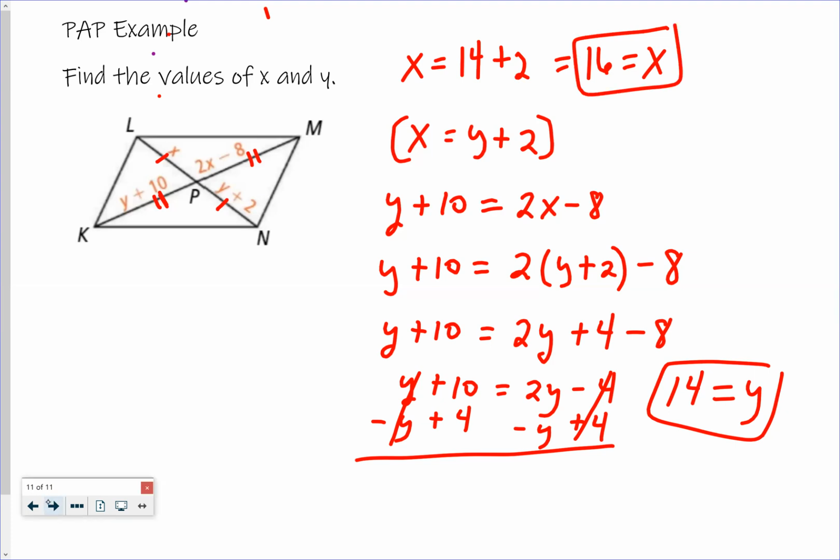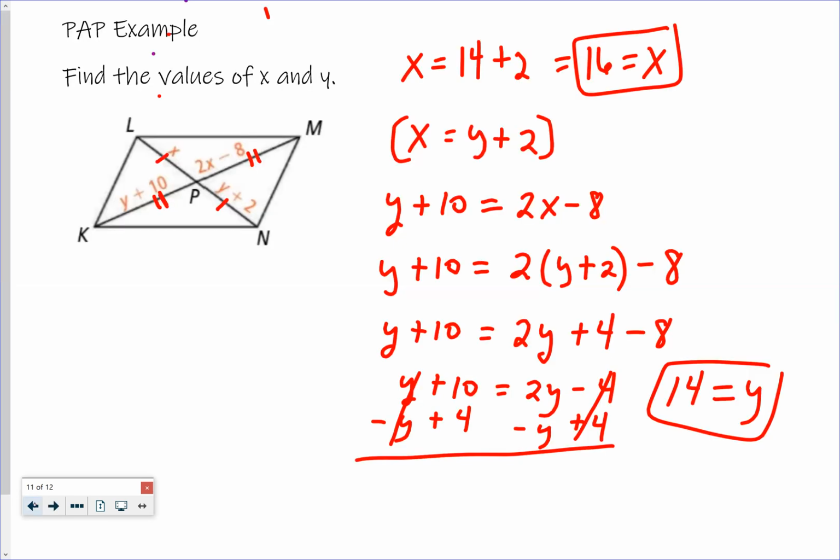All right, and there we go, guys. So that's all there is to it about the properties of parallelograms. Again, they have to tell you that you have a parallelogram. And if they tell you that you have a parallelogram, you know that all those little theorems that we went through are true. And then you can use that to solve your problems.